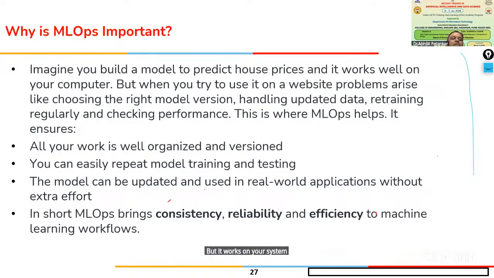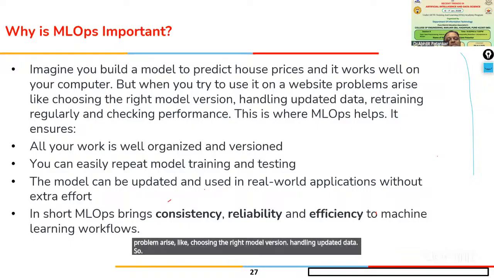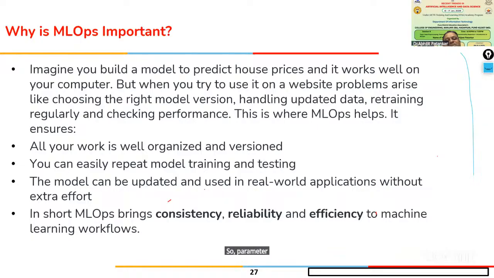But when you try to use it on a website, problems arise, like choosing the right model version and handling updated data. So much data is now gathered from all different places, so the parameters you set for your computer will not work for that. So you need to revise your data model for house prediction again, retraining regularly by checking performance. So this is where MLOps helps.